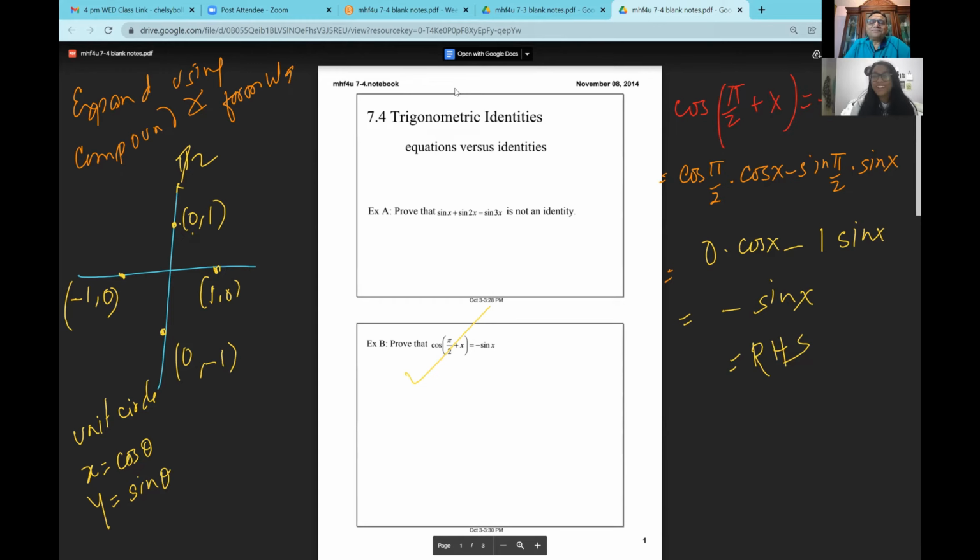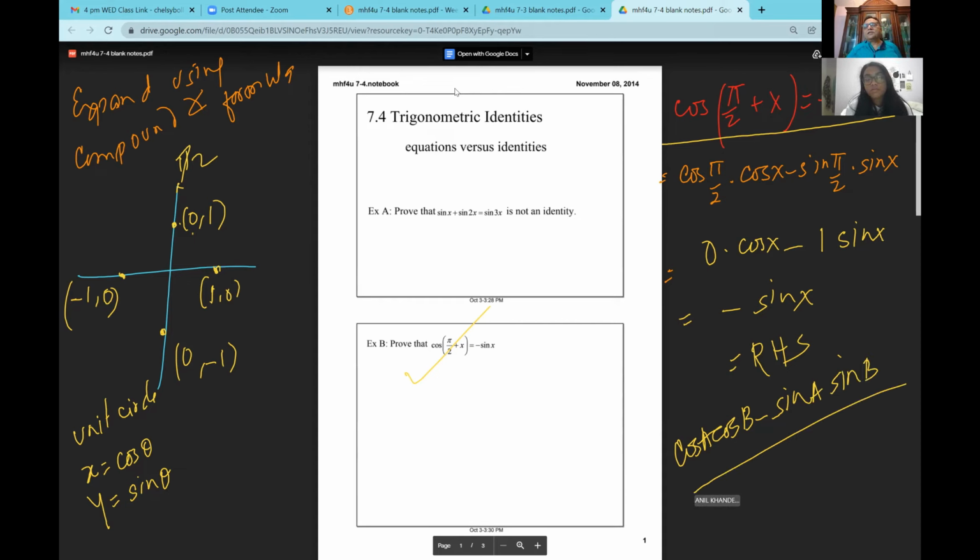I think I'm still confused. I need you to explain it again. Okay. So cos of pi by 2 plus x can be expanded using the compound angle formula, which is cos A cos B minus sin A sin B, right? So you remember that? How do you know which one to use? There's only one formula. It is not the double angle formula, right? So just put A as pi by 2 and B as x.